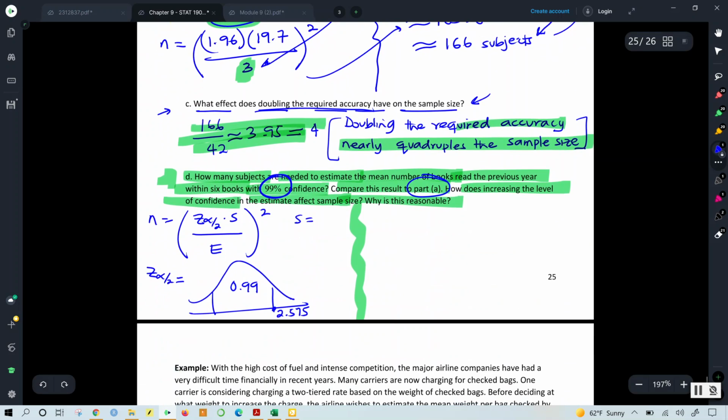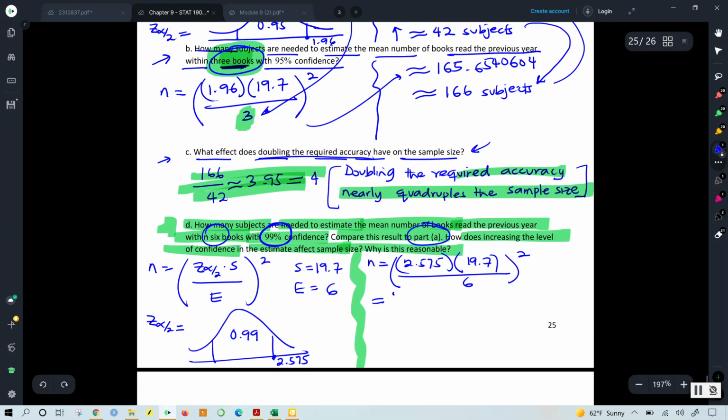So I take that 2.575, and then my S is from part A, 19.7, and my error is within 6. So N is equal to 2.575 multiplied by 19.7 divided by 6, all squared. That will be approximately equal to 71.479999997. That will be rounded up to 72 subjects.